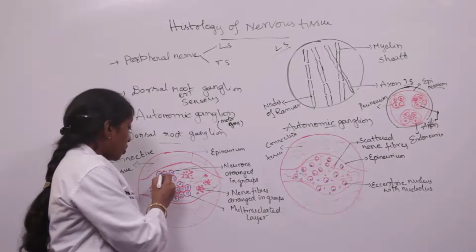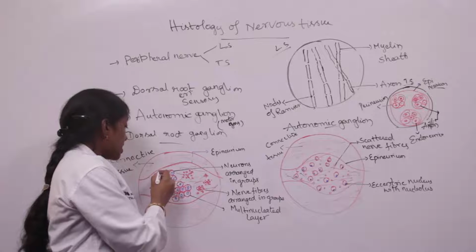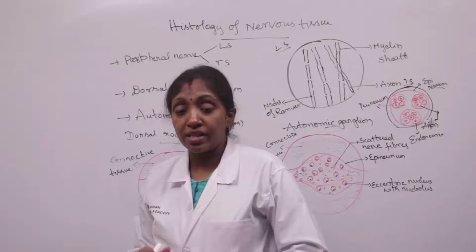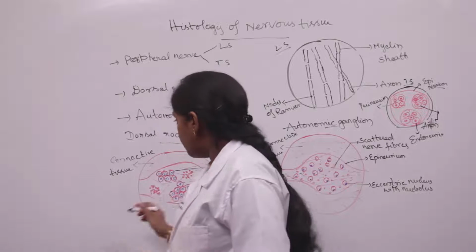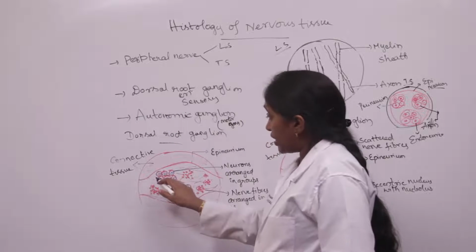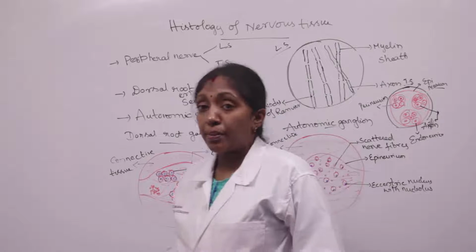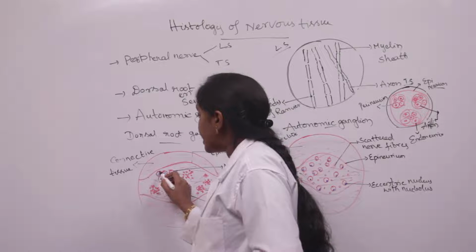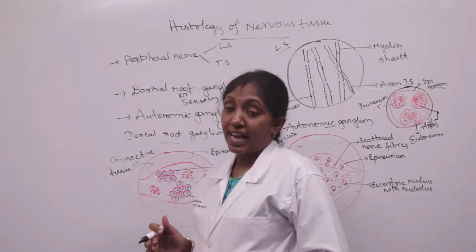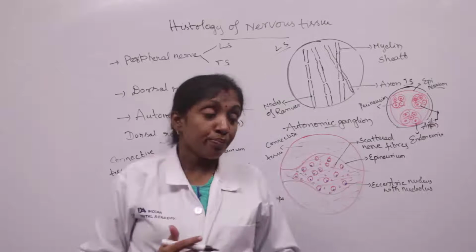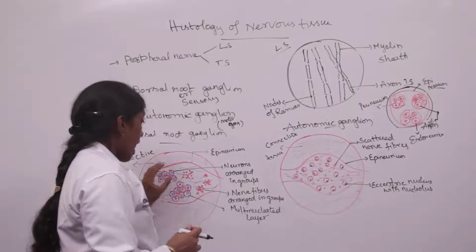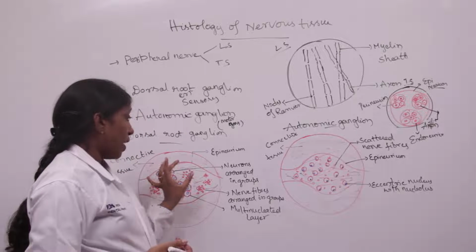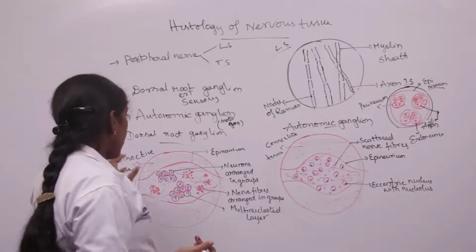And the cell bodies are surrounded by multinucleated cells, or satellite cells. The cell bodies are surrounded by a capsule made up of a multinucleated layer, otherwise called satellite cells, present surrounding the cell bodies. And here the cell bodies and nerve fibers are arranged in groups.